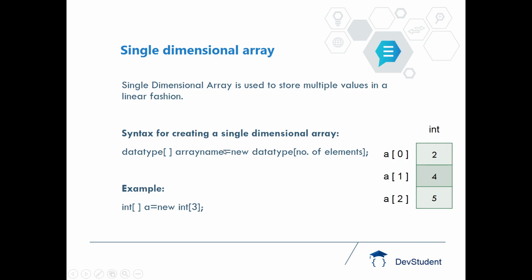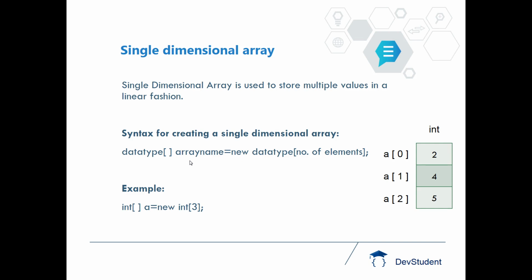Syntax for creating a single dimensional array is data type, square brace, space, array name equal to new data type. In the square brace you have to mention the number of elements. In the example, to create what we have in the diagram, it's going to be int square brace space a equal to new int of 3.